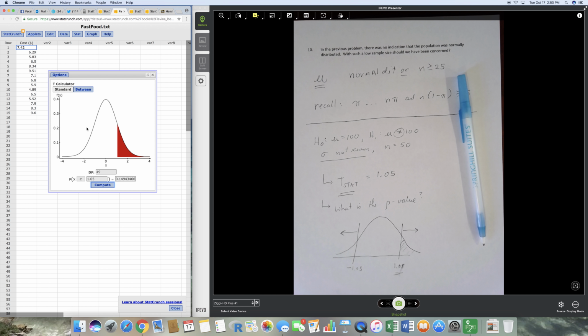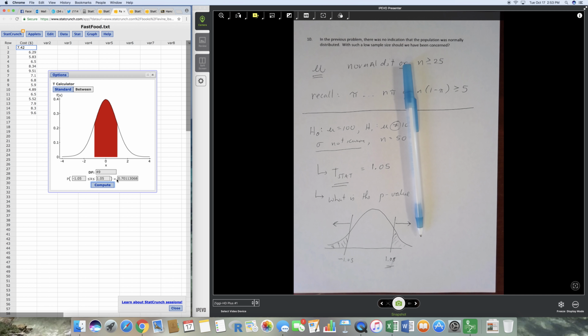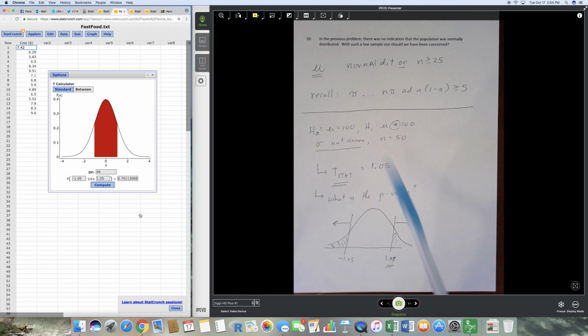Another way of doing that is to look at between negative 1.05 and positive 1.05. Now guys, that's going to give the area in the middle. That's not what we need, is it? We need this area in the tails. So we'd have to take 1 minus that answer. So 1 minus 0.7011 to get the areas in the tail.